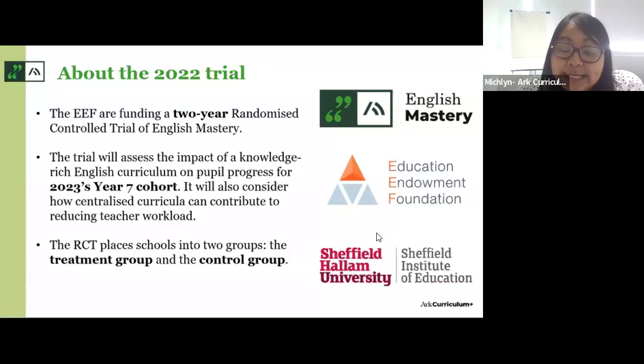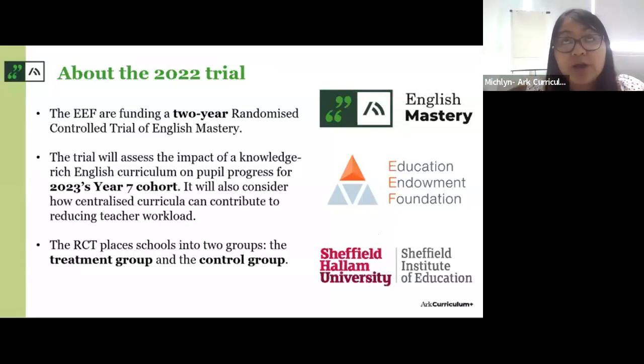So basically, the EEF are funding a 2-year randomized controlled trial of English Mastery. So if you were to go onto this trial, they would look at year 7 and year 8. So they would look at your year 7 starting in September, and they would look at the impact of that program on that cohort at the end of year 8.